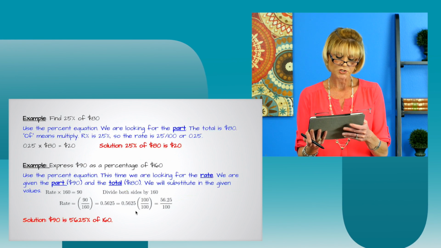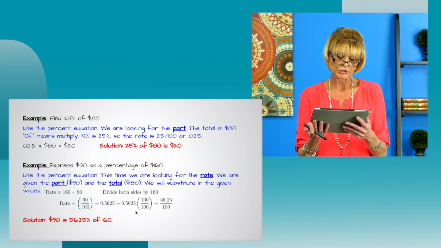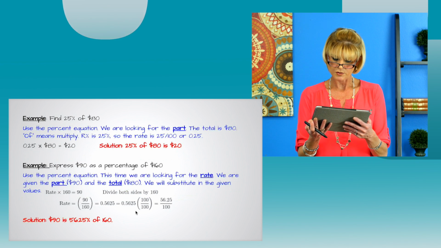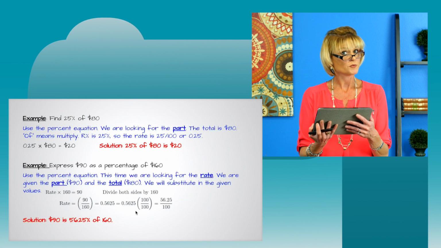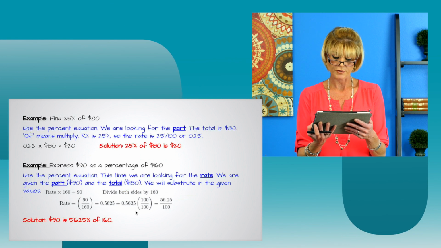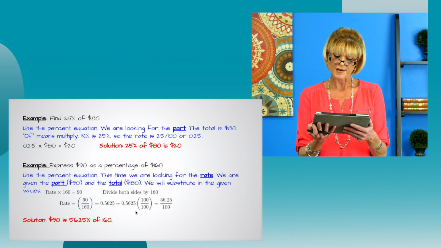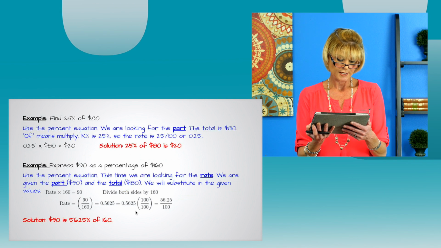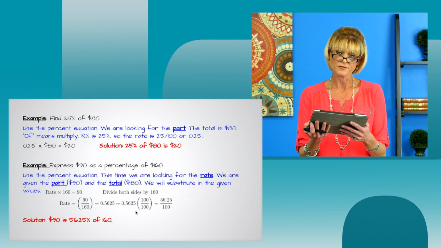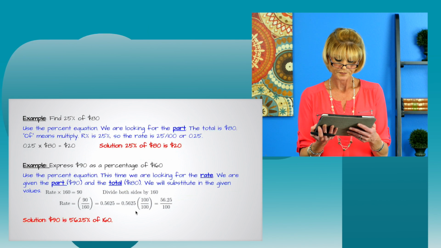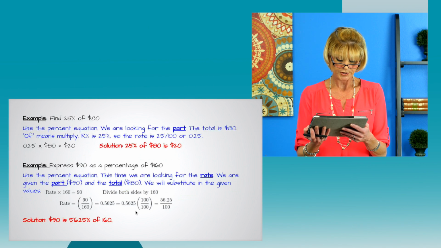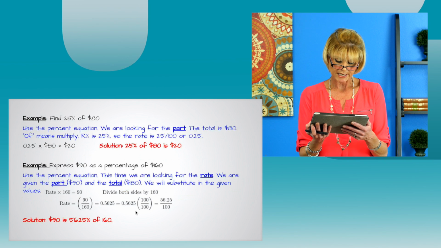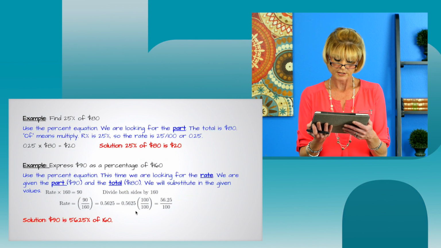Here's an example. Find 25% of $80. So it says to use the percent equation. We're looking for the part. The total is $80. Of means multiply. Our percent is 25%, so the rate is 25 over 100, or 0.25. Then you just multiply. 0.25 times 80 equals $20. So the solution is 25% of $80 is $20.